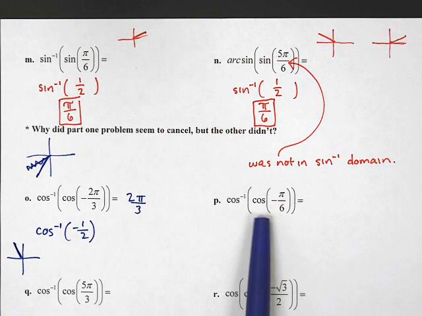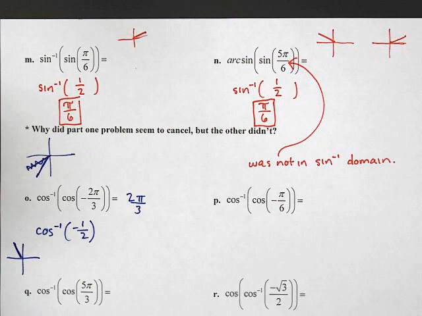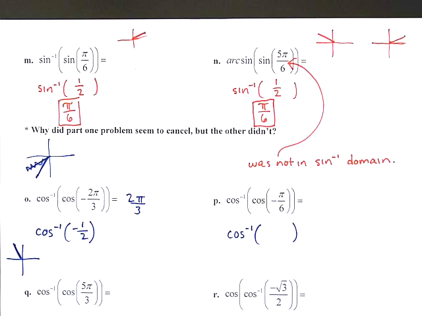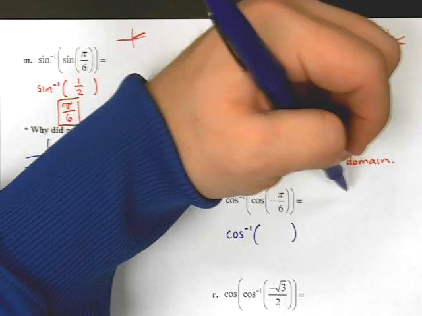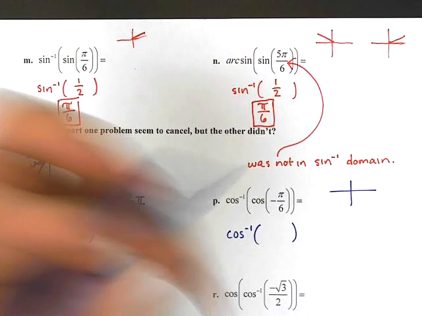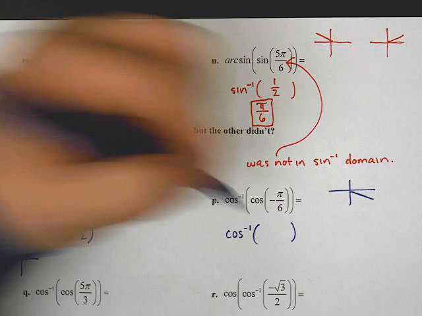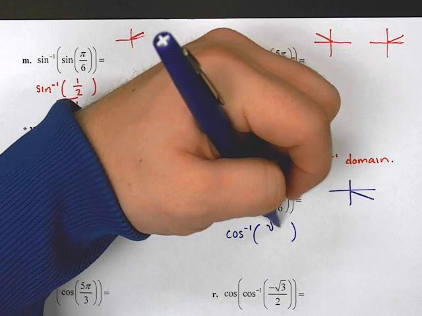How about this next one? Inverse cosine of cosine of negative pi over 6. Okay, negative pi over 6, if we sketch it, is right here. And we know that the x value of that would be, what? Root 3 over 2.